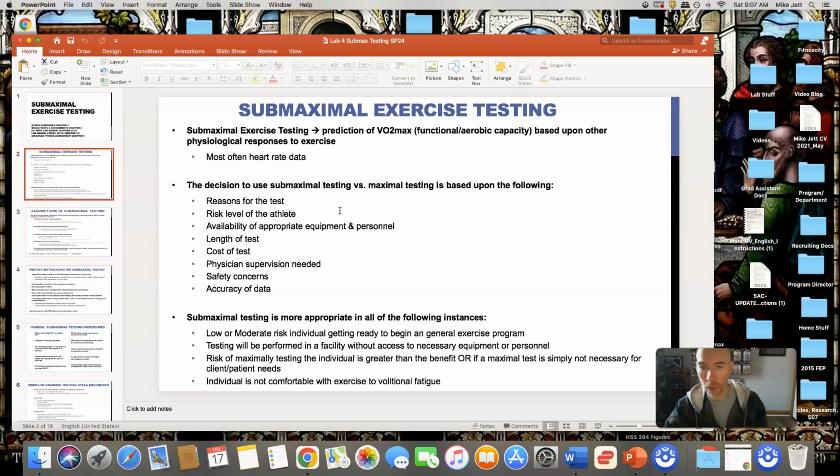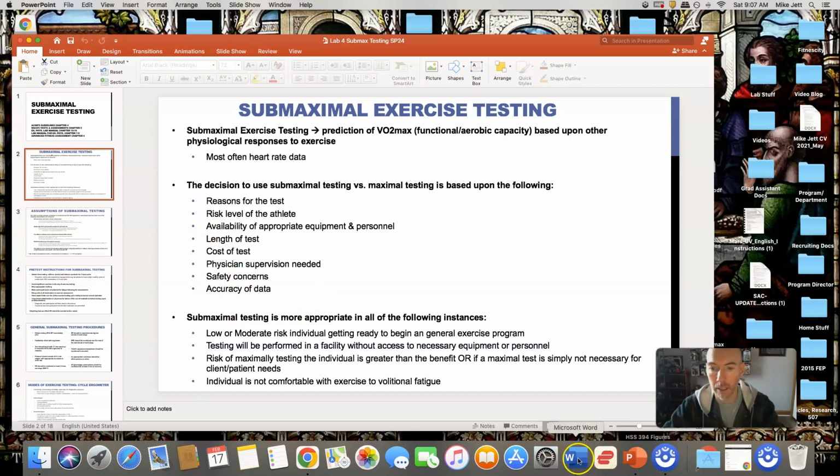Also, what equipment do we have available? Like in our lab, we have access to a metabolic cart, so we can do a max test. In most other settings, gyms, etc., you're only going to have the ability to do submax tests because there is no metabolic cart there. Okay, so all of the reasons are listed here, and I think that I've said enough there to cover that.